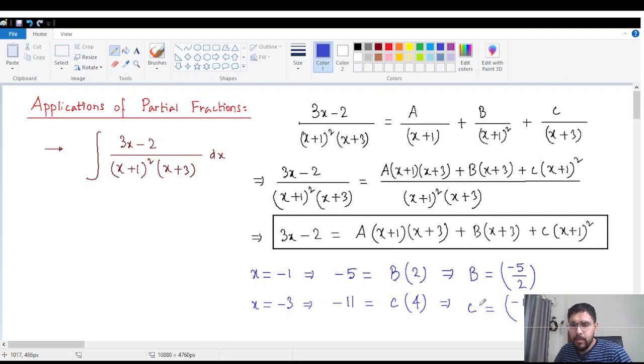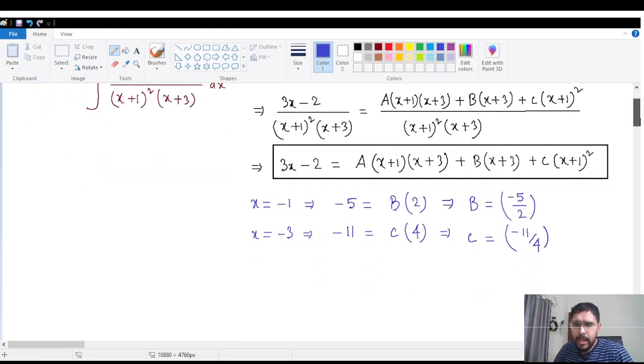So B and C we have already got. Now we have to find out the value of A. For doing that, let us take any random value of x, because whatever we take, A will not be eliminated. So we cannot take any value for which the factors will be 0. We have to take one random value of x. Let us take x equal to 0. If we take x equal to 0, it will be 3 times 0 minus 2, which means that this will be -2.